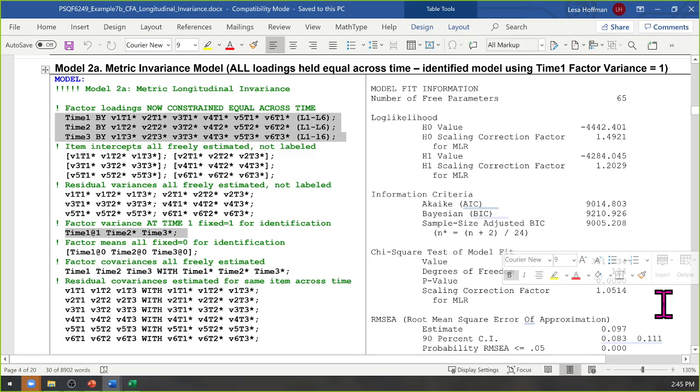At the metric stage, we fix the loadings to be equal to each other. So L1 to L6 is now on all 3 lines. So L1 refers to the common loading for item 1 across occasions 1, 2, and 3. L2 refers to the common loading for item 2 across occasions 1, 2, and 3, and so forth. So we used to have 18 loadings. How many do we have now?